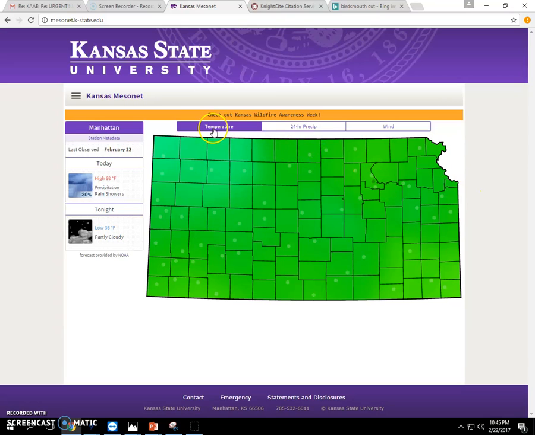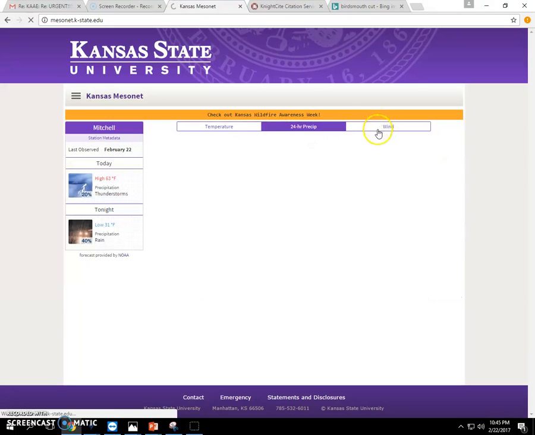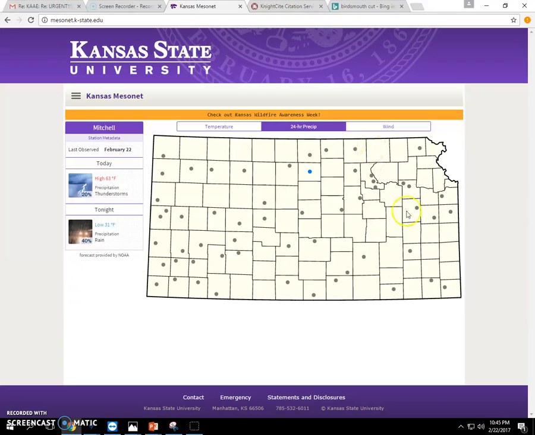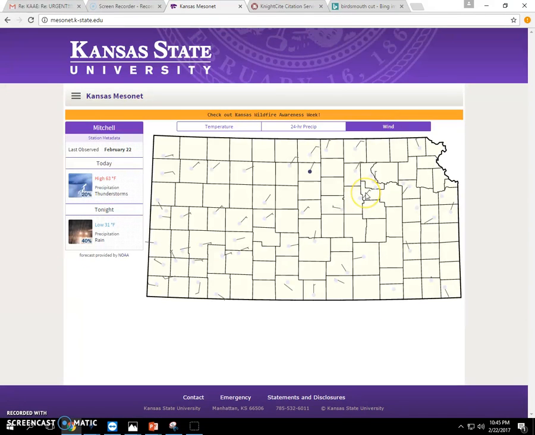So this website at the very beginning shows temperature data points and where we can get information from. For instance, here in Mitchell County, we are able to get today's weather, their highs and their lows, the precipitation chances. We also get a calculator for 24-hour precipitation, which we can see is pretty low with the exception of a few areas, and then wind, and we can see wind patterns.